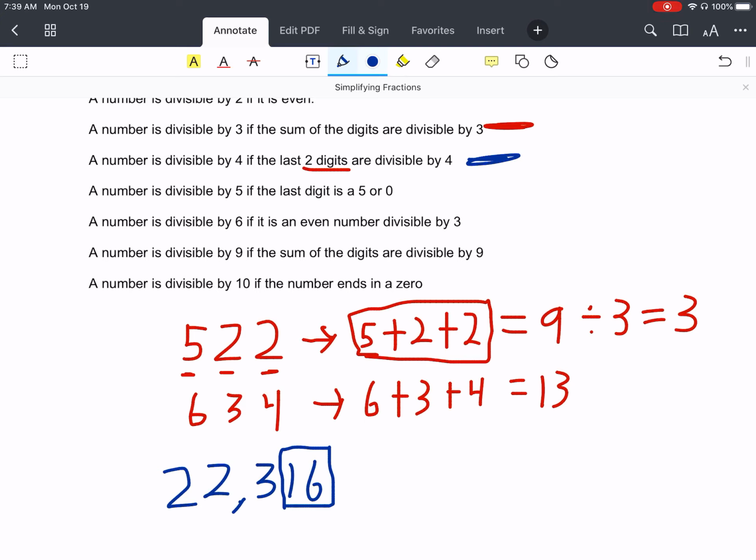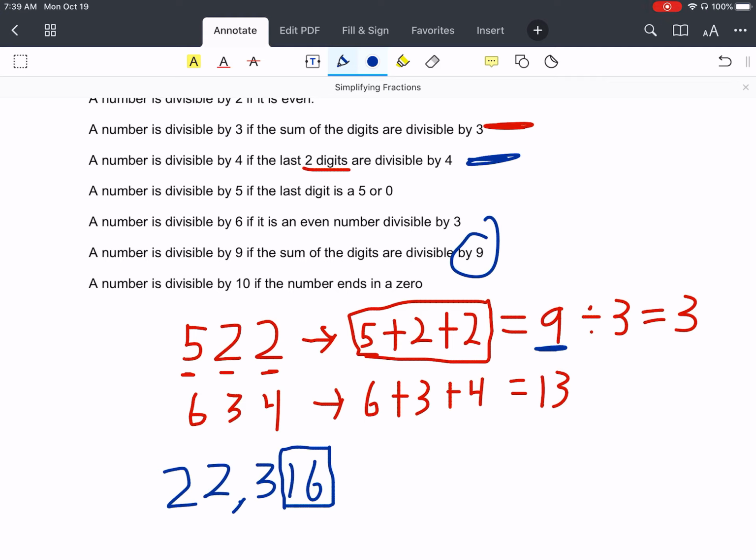A number is divisible by 9 if the sum of the digits is divisible by 9. So we're going to use the same trick that we did for 3's, except the number has to be divisible by 9. That means we would want the number to add up to a 9 or an 18 or 27. So 522 is actually divisible by 9.